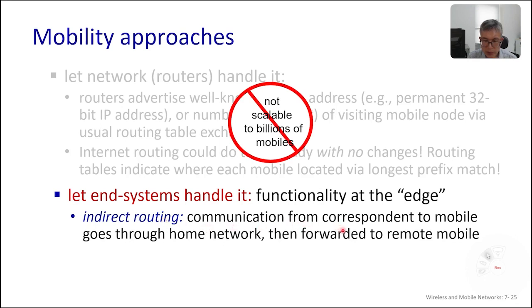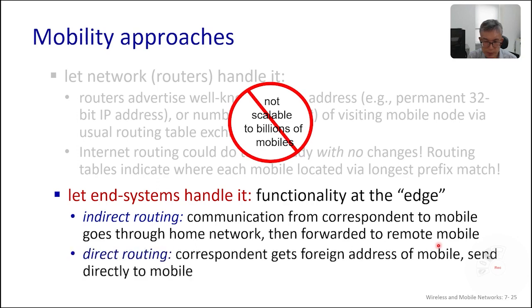In indirect routing, communication from the correspondent node to the mobile node goes through the home network, then is forwarded to the remote mobile node. Direct routing is optimal routing compared with indirect routing. The correspondent node gets the foreign address of the mobile node, and then it is able to send packets or datagrams directly to the mobile node.